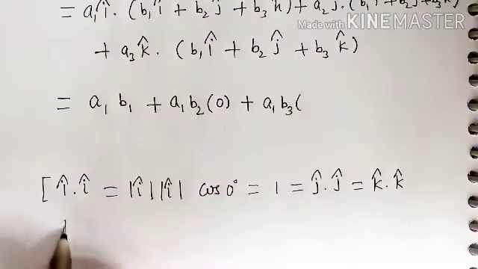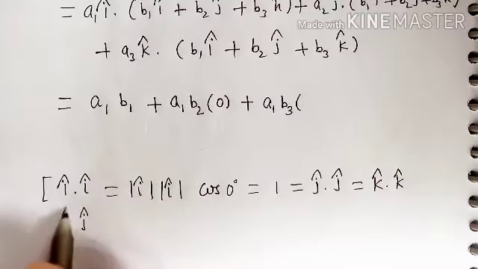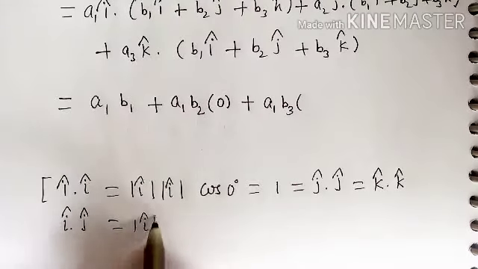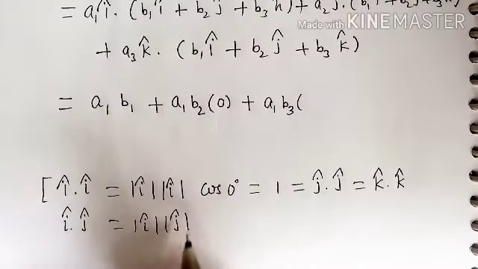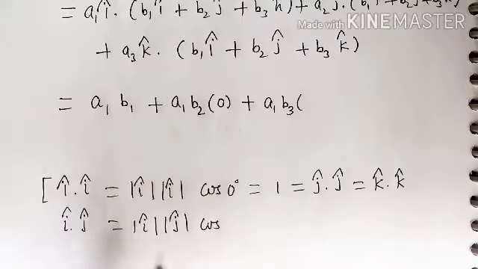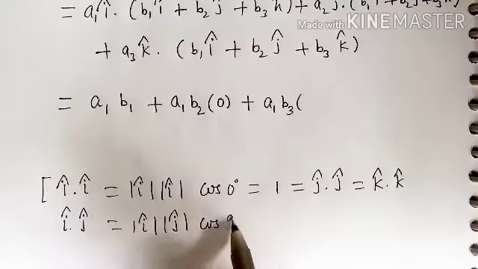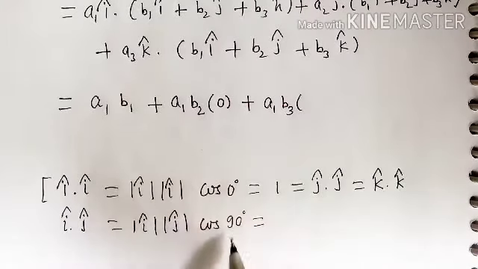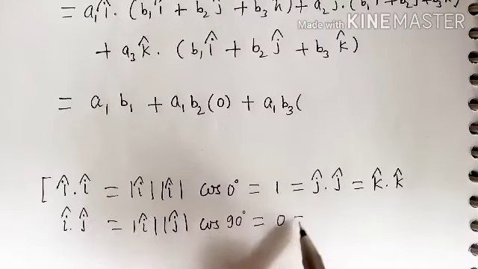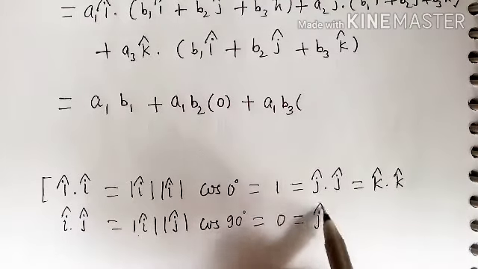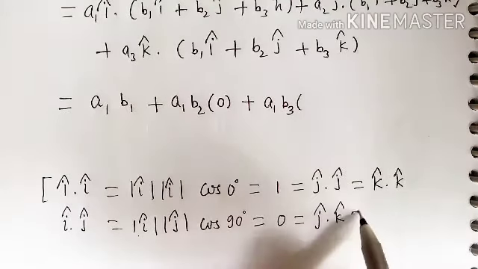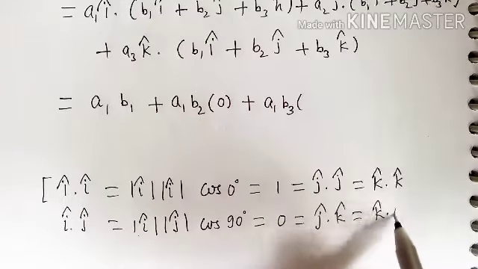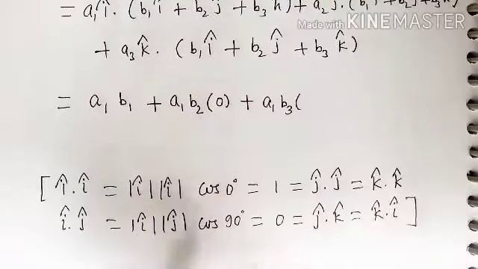Now we can take i dot j, magnitude of i, magnitude of j, cos theta. Theta is the angle between i and j, which is 90 degree, and we know cos 90 degree is 0. This is 1, this is 1, this is 0. So this is 0. That will be j dot k and k dot i.